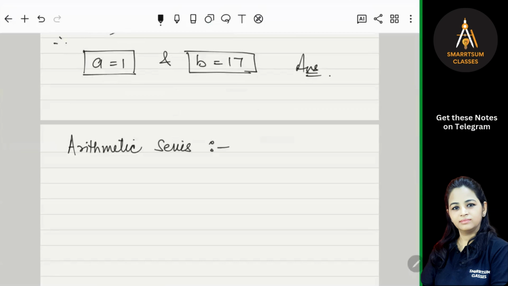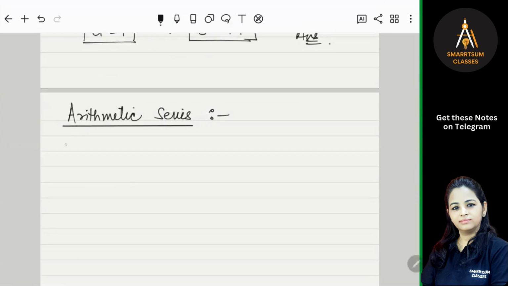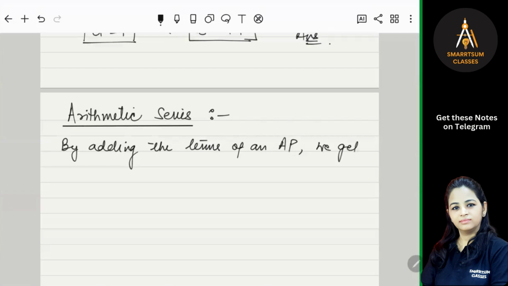Arithmetic series. By adding the terms of an AP, we get the corresponding arithmetic series. Okay, so write down: by adding the terms of an AP, we get the corresponding arithmetic series.